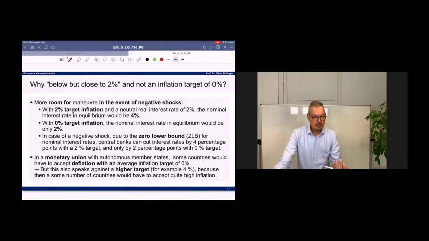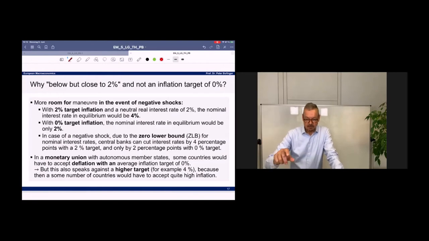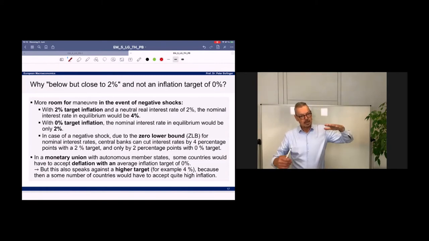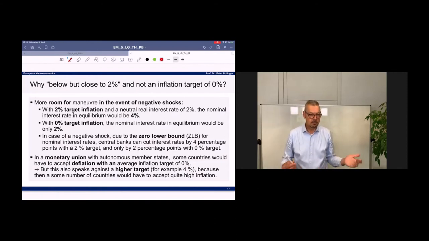And so it means that the ability of the central bank to respond to shocks with the short interest rate is limited. If you have an inflation target of 2% and you're again in an equilibrium situation with full employment and so on, you assume that the neutral real interest rate is 2%, then you add the inflation rate of 2% in equilibrium, and you have a nominal interest rate of 4%. Then you have 4 percentage points that you can use as the central bank to respond with your interest rate instrument to negative shocks. I think that's the main explanation for a 2% inflation target instead of a 0% inflation target.